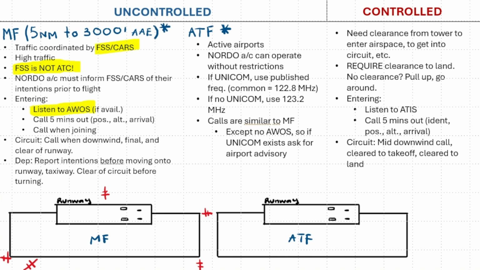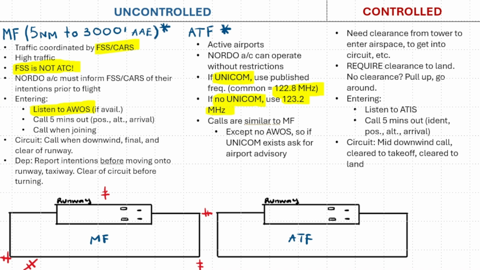Okay, so ATFs are still relatively active airports, just maybe not as high traffic as an MF. At this airport, though, Nordo aircraft can actually operate without restrictions. They no longer need to give prior notice to FSS or CARS, so it's really important to keep an eye out for these aircraft. Where there's a Unicom, you'll use the published frequency, a common frequency being 122.8, and you might get asked this on your CPL written. Same with if there's no Unicom, you'll be using 123.2.